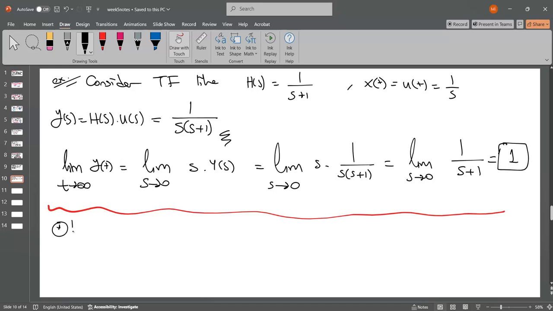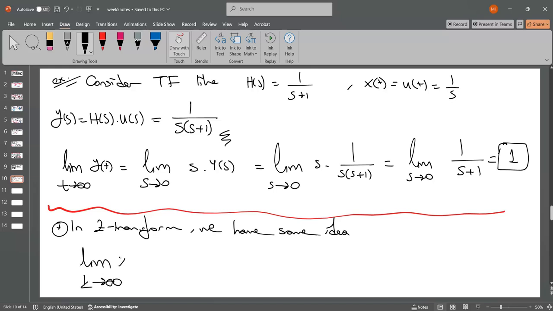And so, in the Z transform, we have the same idea. Limit k goes to infinity of x(k), right? In this case, we convert s going to 0. This is the stationary point of the roots. Just remember that. If we have the roots at 0, sigma and j omega, this system is neither growing nor decaying.